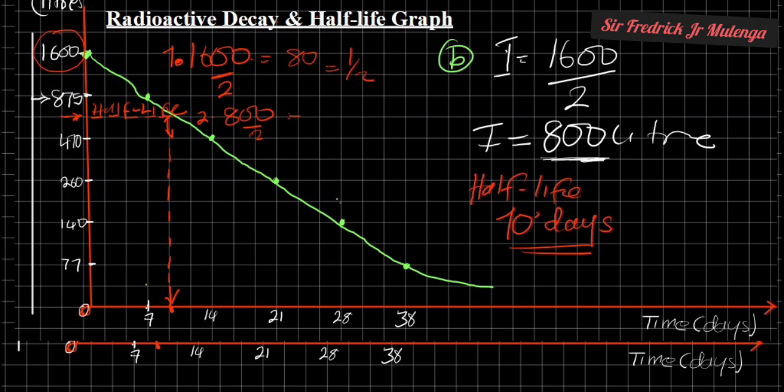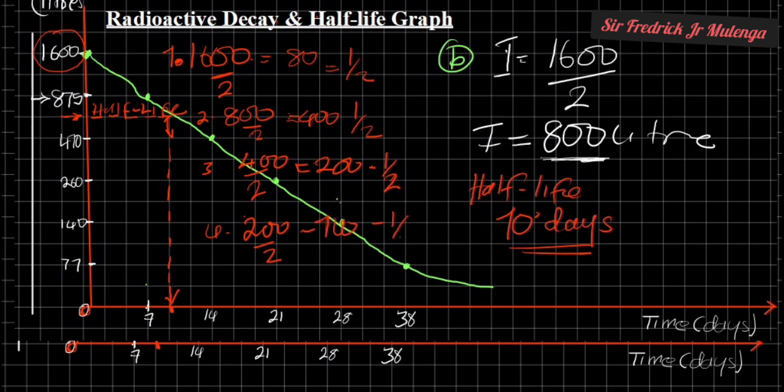Again here we have the fraction. We get 400 on the third decay. Then 400 divided by 2, we want to get the half of this, gives us 200. Again here we have another fraction, half. So 200 on the fourth gives us 100. So for 100, we have the fraction here.